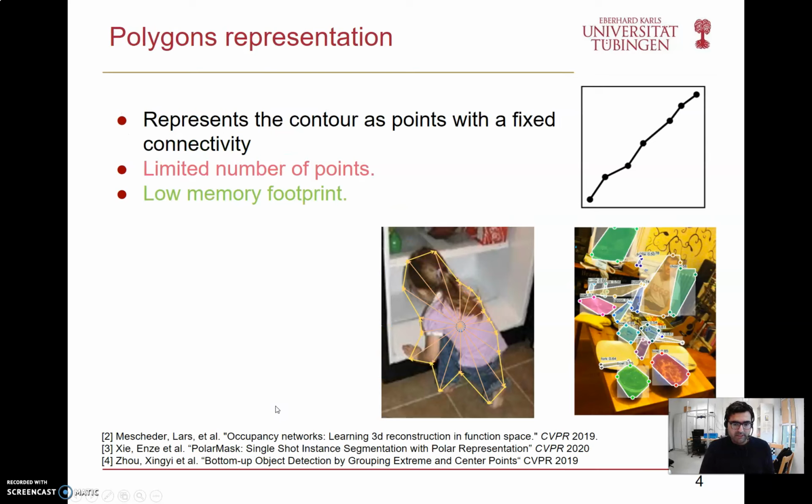In polygon representation, we have points on the boundary of the objects, and each point is connected to two other points, and therefore they make a polygon. We have a limited number of points in this case, therefore it's possible that we don't have complex masks, but they also require less memory, which means they can be faster. Two examples in this case are polar mask, which has a polar representation, and ExtremeNet, which uses 4 points to predict each mask.